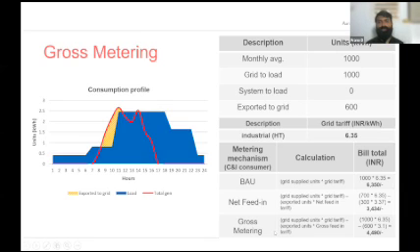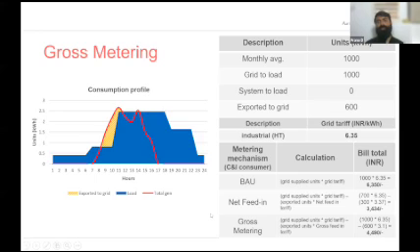As you can see in the gross metering calculation, the total grid supplied units, that is the 1000 units that is required, is multiplied by the grid tariff. Further, the total solar generation from your installed system is then multiplied with the gross feed-in tariff for that consumer, and the difference is payable at the end of the billing cycle.